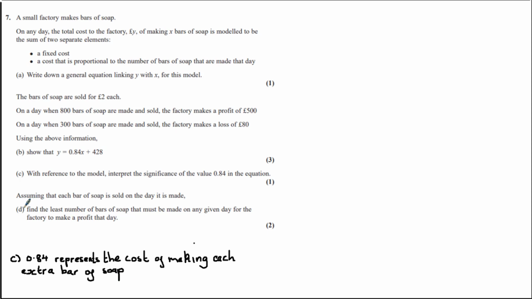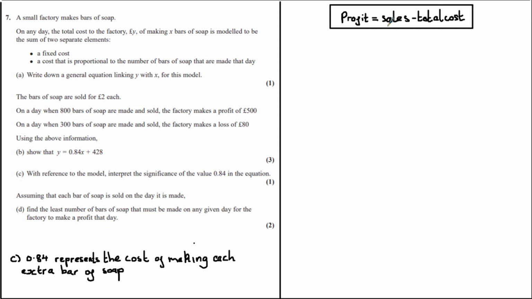The next part of the question says, assuming that each bar of soap is sold on the day that it is made, find the least number of bars of soap that must be made on any given day for the factory to make a profit that day. So we already know the definition of profit being equal to the sales minus total cost. And in order to make profit, this value must be greater than 0.